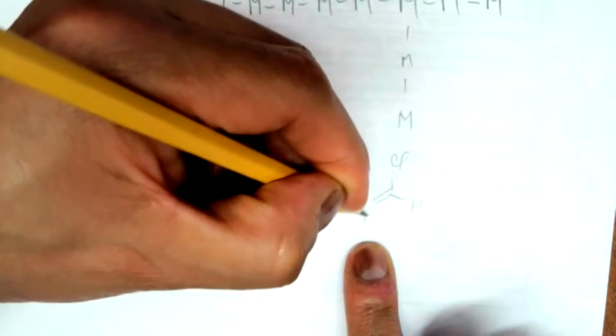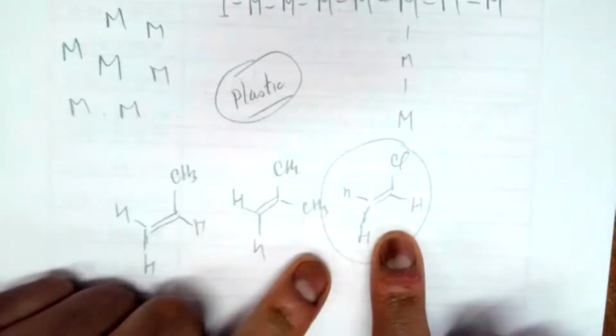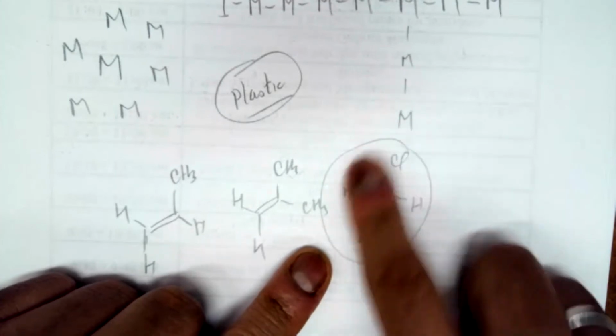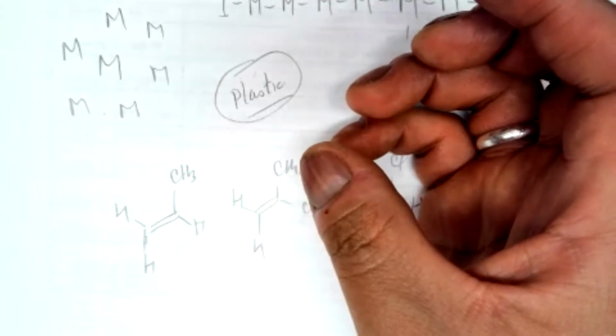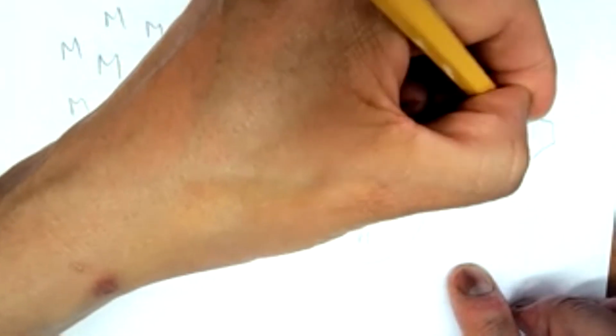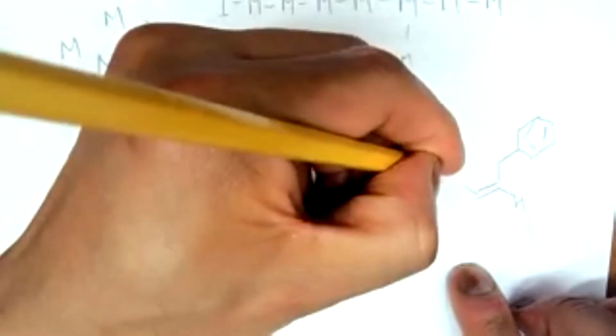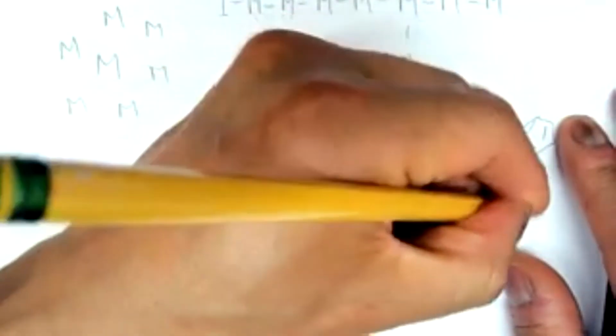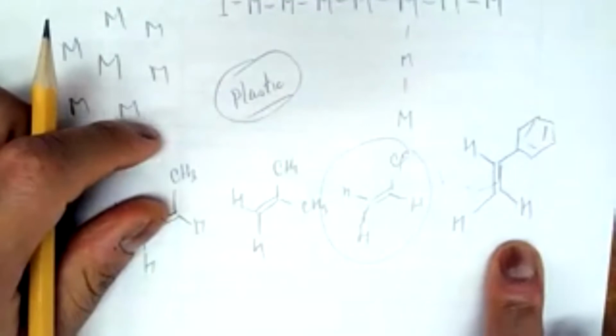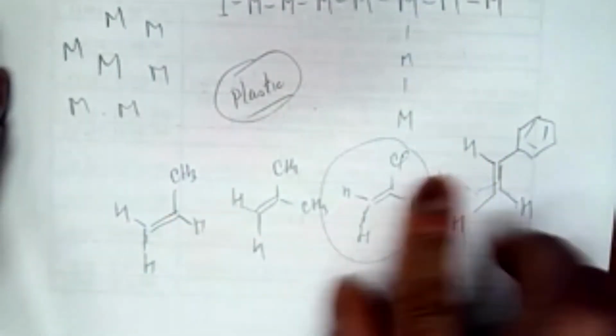Polyvinyl chloride, that's one that has a halogen. This one is normally used for pipes. In plumbing, they use the polymer of this because it's really strong and it does not get corroded with humidity. So that's why they use this. Polystyrene is another one. It has an aromatic ring. That's the monomer of polystyrene. It's this one. That's a styrene molecule. And you have polymers of it.